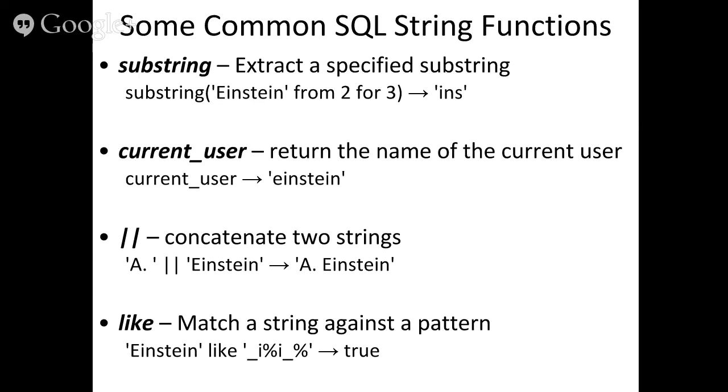You can also have || for concatenating two strings. You have like, that allows you to compare strings against a pattern to see if it matches. So for instance, over here, you can pattern match the word Einstein. Pattern match it against a single character followed by I, followed by any number of characters, followed by I, followed by a single character, followed by any number of characters.